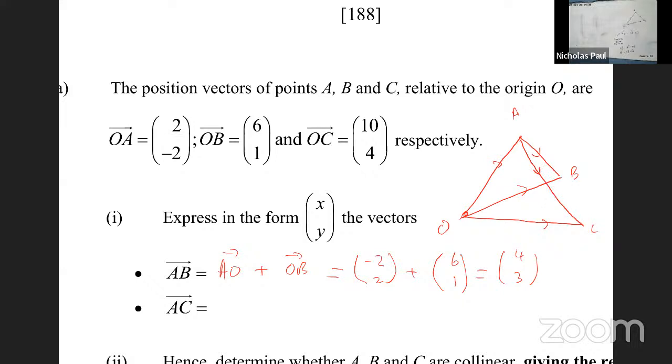And A to C is what? A to O and then O to C. A to O is the same thing, minus 2, 2. O to C is what? Negative 10 or positive 10? Positive 10, 4. So that'll be 8, 6. Nice. Forget the collinear part, we're not doing that as yet.